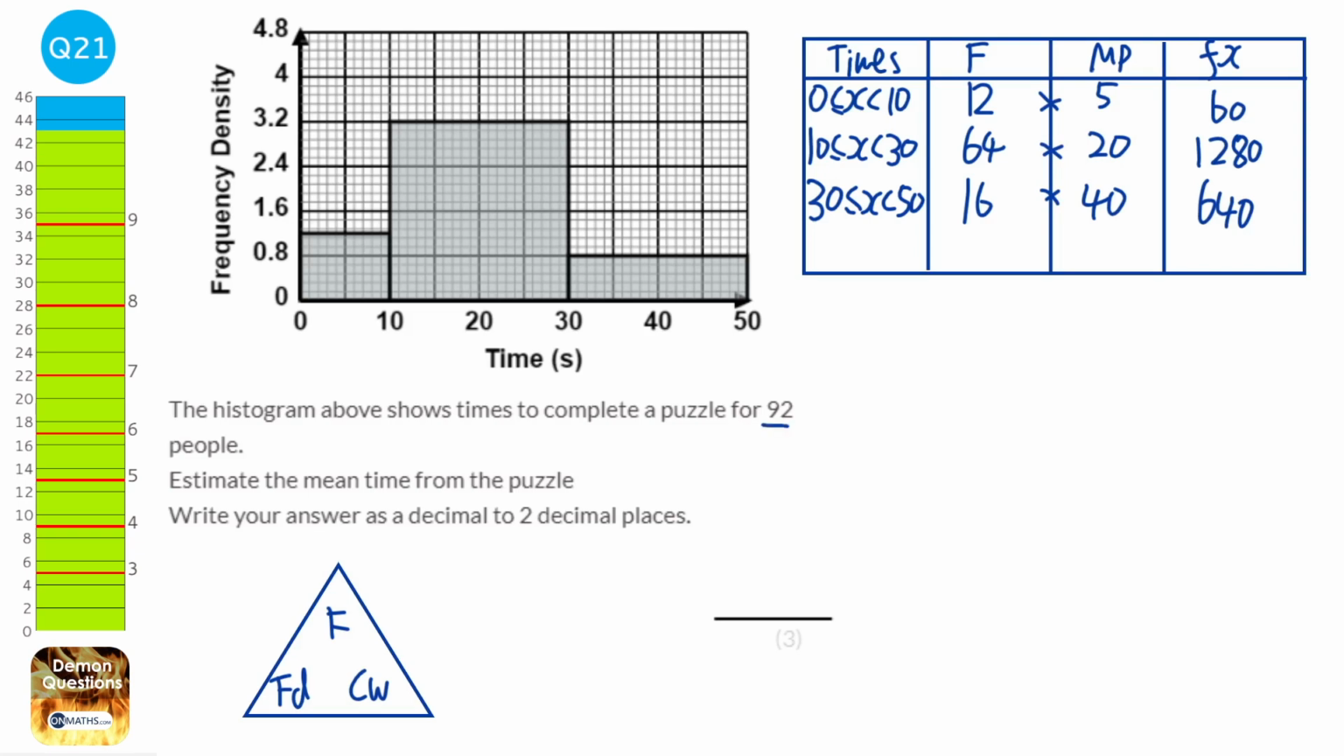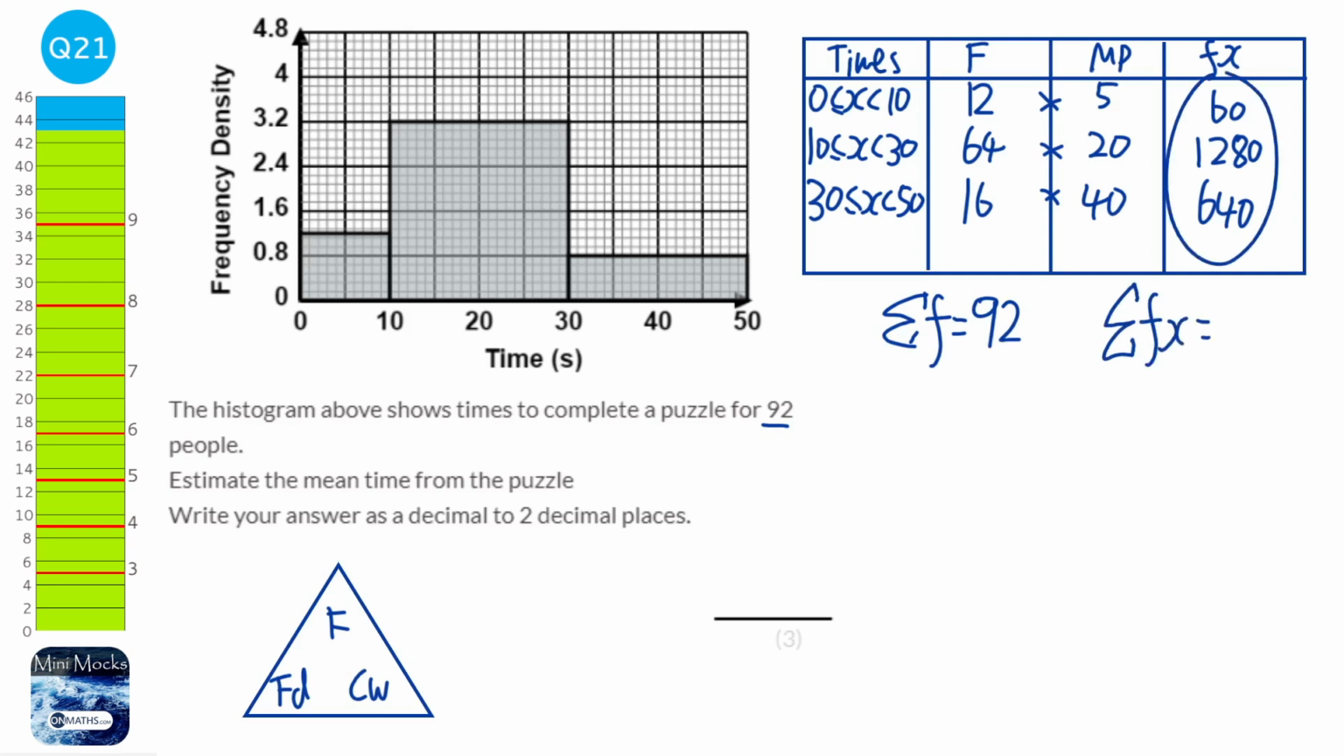Now, something I said earlier is that the frequency density is proportional to the frequency divided by class width. It does tell us there are 92 people, and if you do the sum of the frequencies, you do get 92. So we know that it's a one-to-one relationship. Okay, so let's do the sum of the fx by adding up these numbers here, and you get 1980.